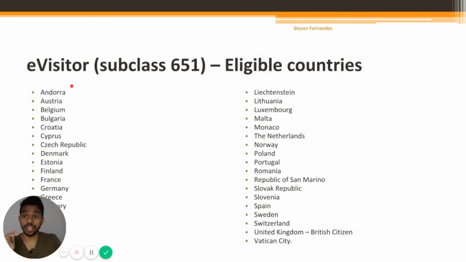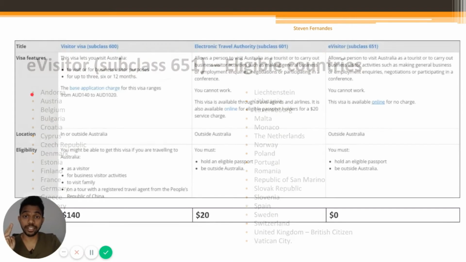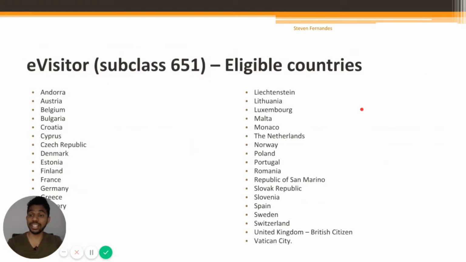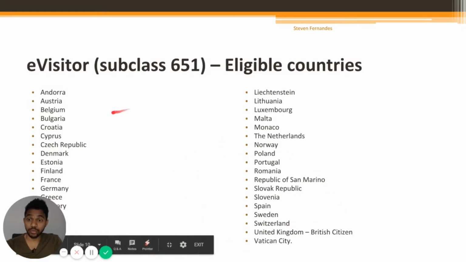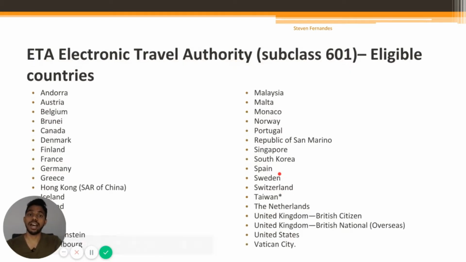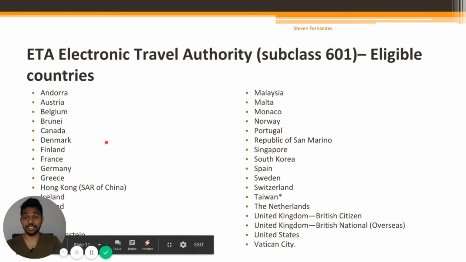Moving on, so this is the list of countries for the 651 visa, which is the free visa, and the visitor visa that's processed relatively quickly. You have this list of countries. So if you're a person who's part of these countries and you're looking to visit here, getting a visa is very straightforward. And the next one, the 601, is the one where you need to pay a $20 fee. This is the list of countries that particular visa is available to.